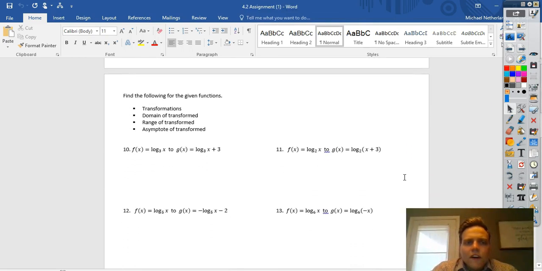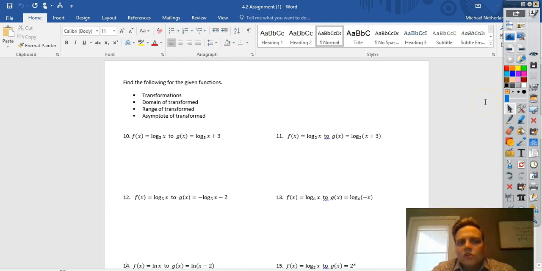Find the following for the given functions: transformations, domain, range, and asymptote of the transformed. Okay. First off, I'm just looking at number 10, going straight into it. This +3 is outside of the function. To be inside of the function with the x, you need to be in parentheses with the x. So this +3 is outside the function.